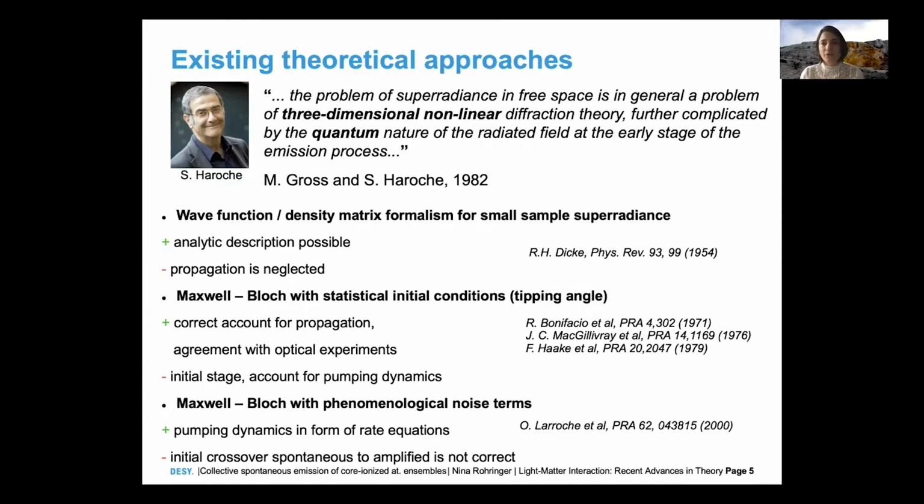And in order to account for the quantum fluctuations and initiate this decay process, one either would choose statistical initial conditions in the density matrix, that's the so-called tipping angle approach, or one would use phenomenological noise terms added to the Maxwell's equation or the Bloch equations. And we then realized by looking into the details that actually these Maxwell-Bloch equations with these phenomenological noise terms don't describe this transition from spontaneous emission to amplified spontaneous emission to superradiance correctly.